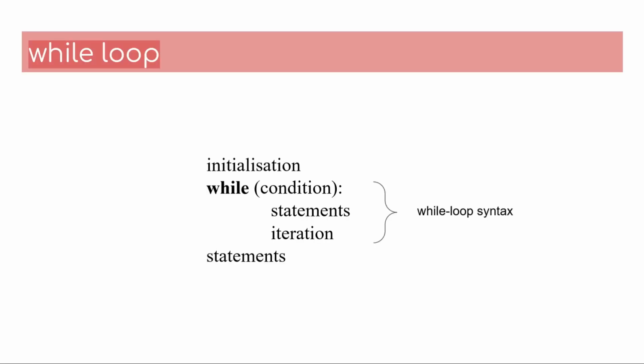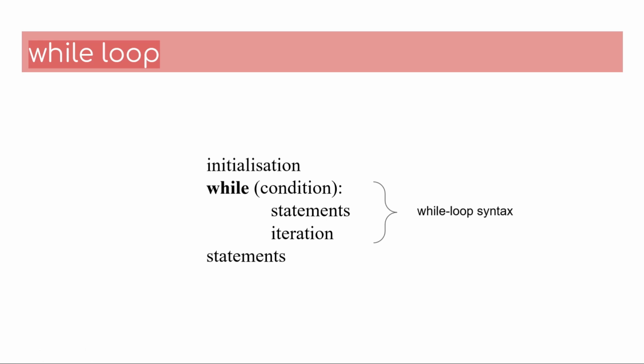So now we are going to discuss loops. Whenever you want to do some repetitive task, you can take help of loops. First of all, what you need to do is initialization, then condition and the statements. Finally, we need to do iterations. After that, coming out of the loop, whatever statements you want to execute. So this is the syntax of the while loop.